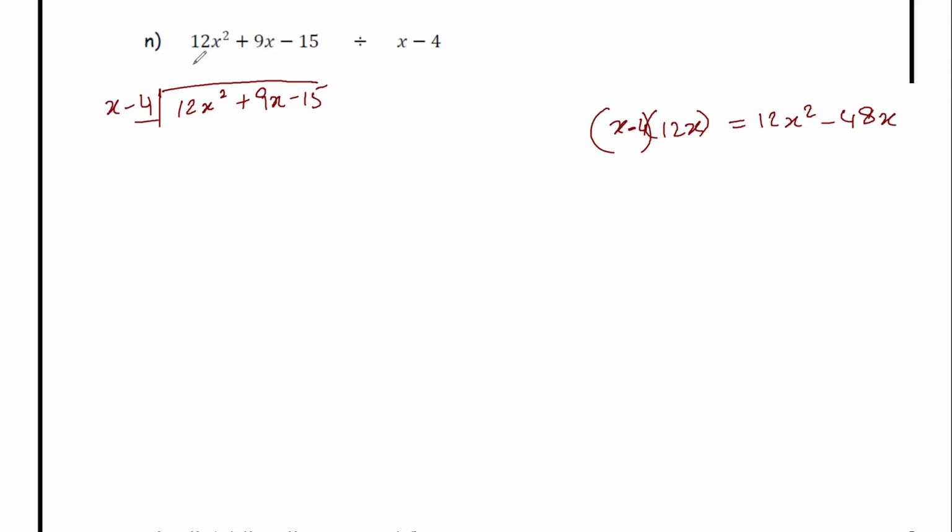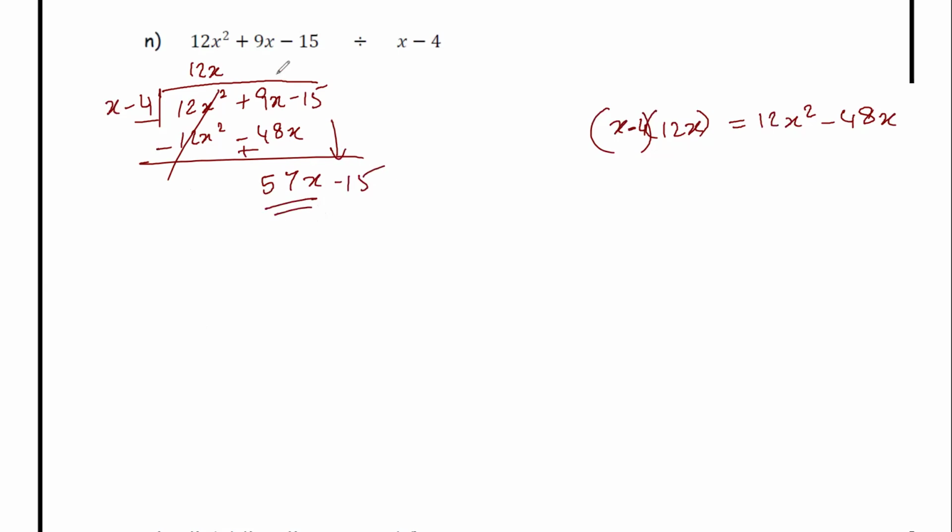So you'll have 12x out here on the top. So you got 12x square and negative 48x. Change the sign. Negative becomes positive. Positive becomes negative. Cancels. So plus 48 and plus 9 gives you 57x. Bring down negative 15. Correct?